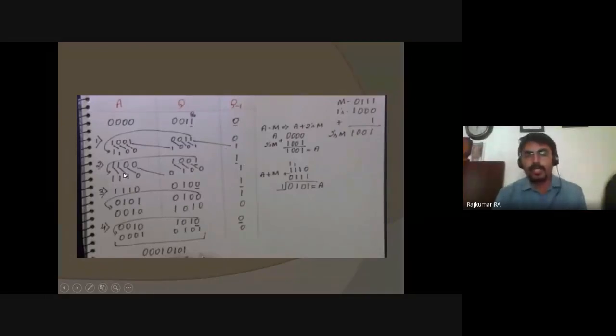And now I compare. Now I am comparing the q0 and q minus 1 value. Now the q0 is 1 and q minus 1 is 1. So if both values are the same, maybe 0 or 1, we should not perform any operation.